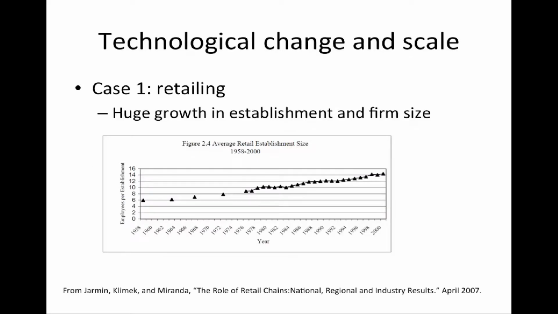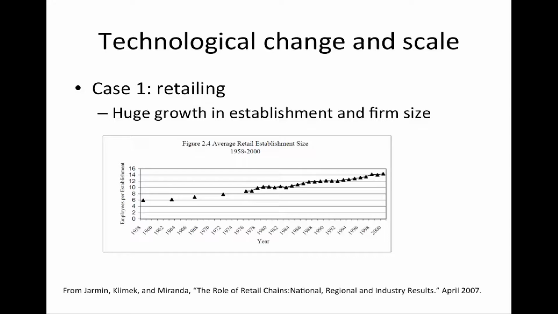Now, one of the things that makes the study of scale interesting is things that tend to change scale over time. Technological change is probably the biggest force changing optimal scale for firms. And I can illustrate this by talking about a few cases. So one case is retailing. In our lifetimes, there's been quite a substantial change in the market structure of retailing, and this stems from change in technology. First, let's start with a few facts.